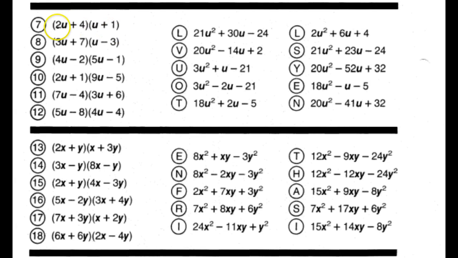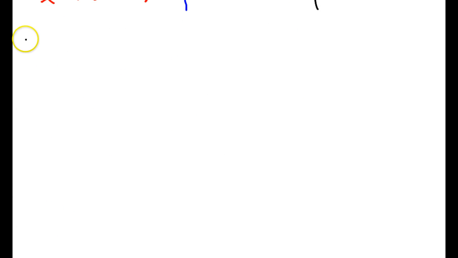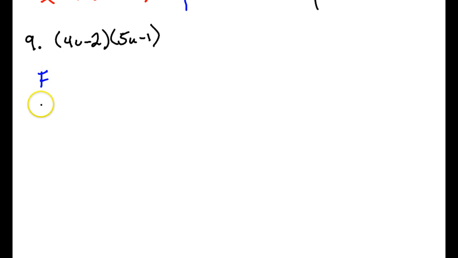So, alright, so let's look at 8. 3u plus 7, actually let me do 9. 4u minus 2, 5u minus 1. Alright. Any preference of method? FOIL, box? FOIL? Okay. And write out the steps.